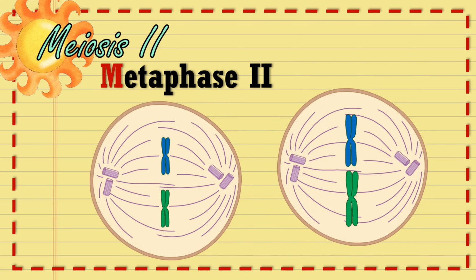After prophase II, we have metaphase II. The chromosomes will now start to align themselves in the equatorial plate. The kinetochores are then attached to the centromere of each sister chromatid. These sister chromatids prepare themselves to move to the opposite poles. Just remember that in metaphase, the chromosomes align themselves in the middle.